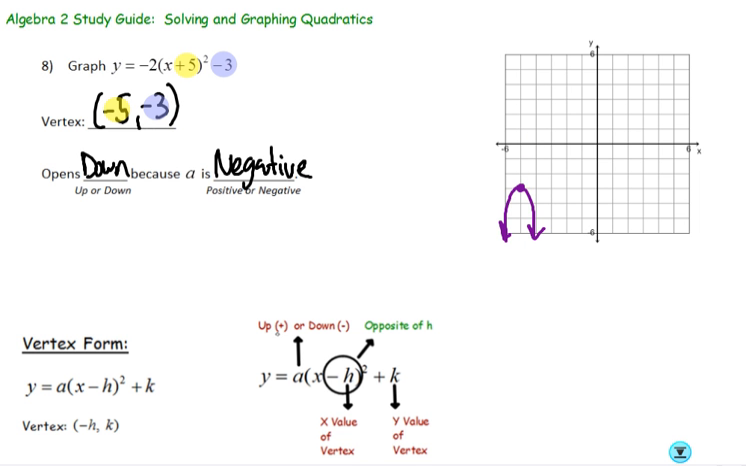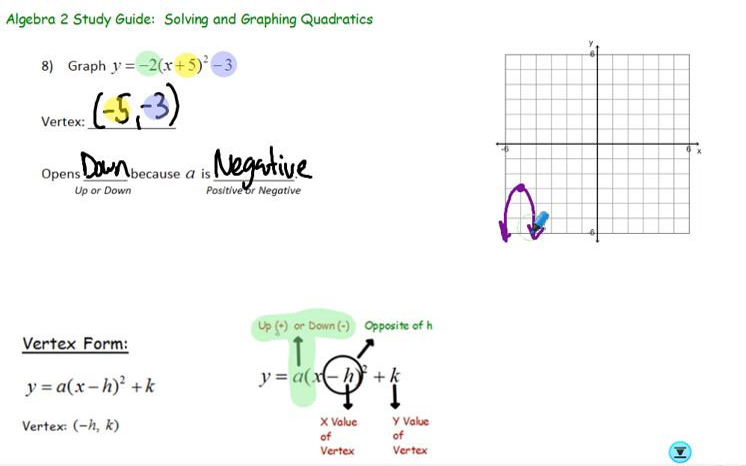And let's check A. A tells us again up or down, and since A is a -2, that means the parabola, oh, he's so sad, poor guy. So he's going to open down, and again, we're not worried about more narrow or wide, but since A is greater than 1, it would be a little bit more narrow.